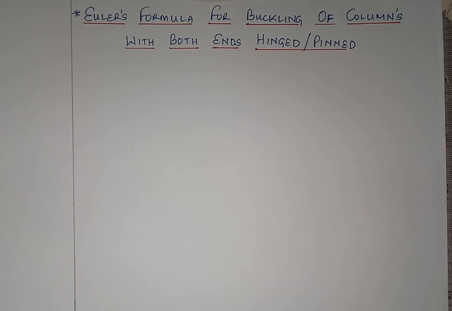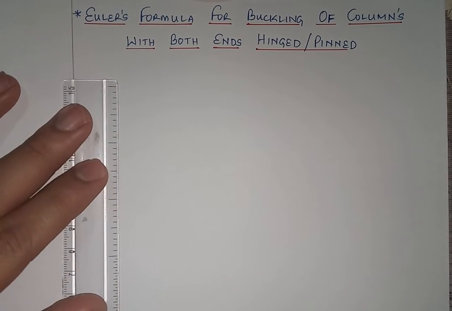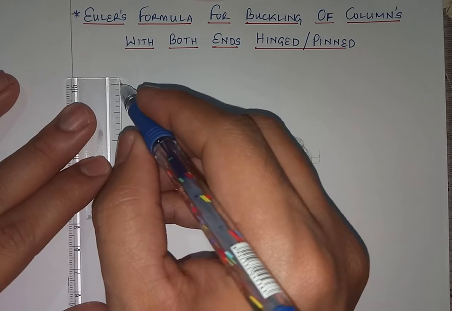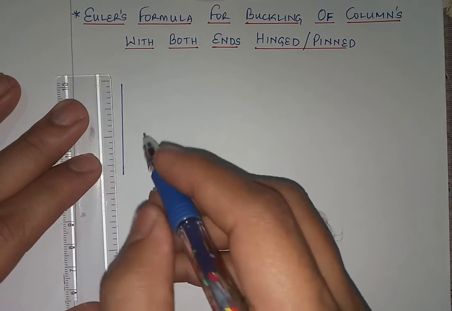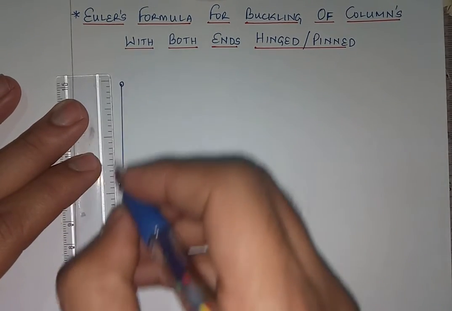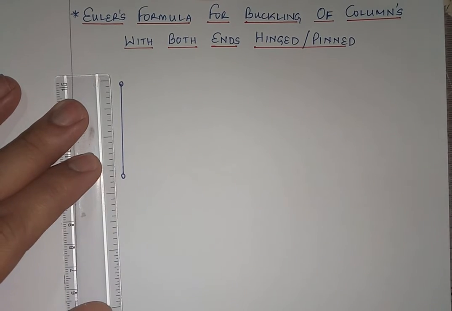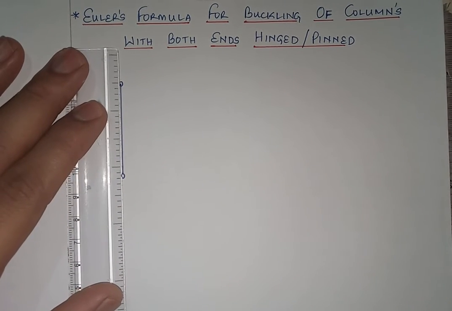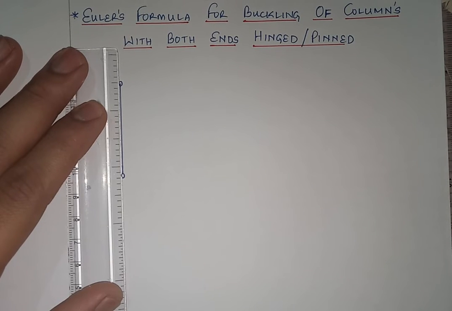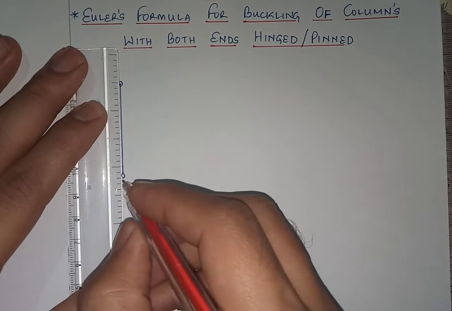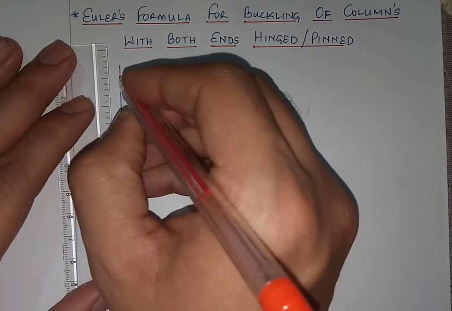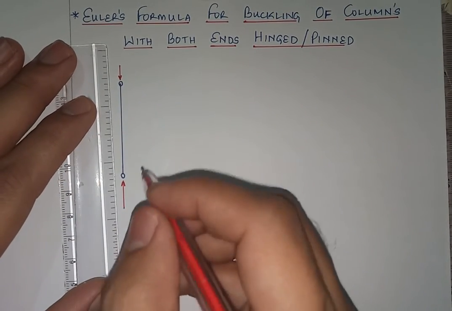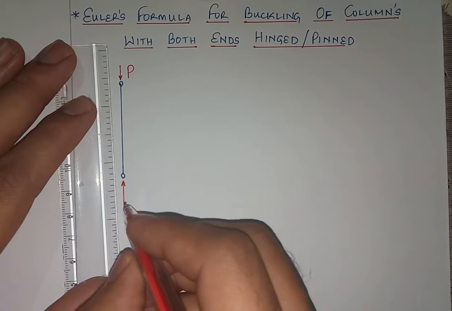First, let me consider a column. I'll just draw it here. Let me consider a column such that both of its ends are pinned. Let us say this is a column, and both ends are pinned. Now let P be the load acting. Let P be the load acting. The compressive load which is acting, let P be its magnitude.